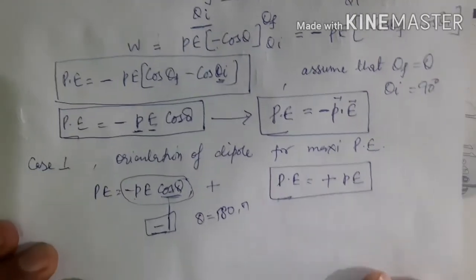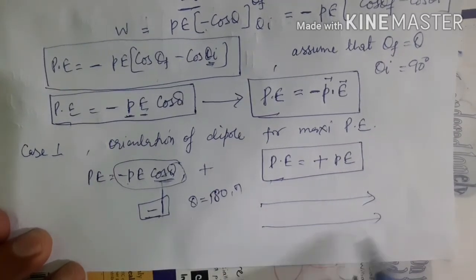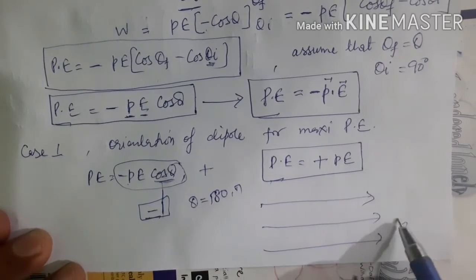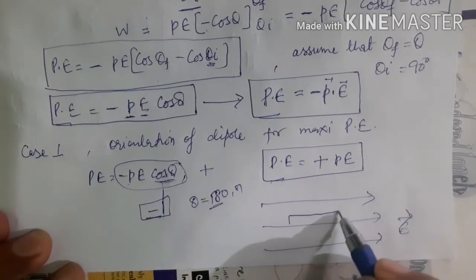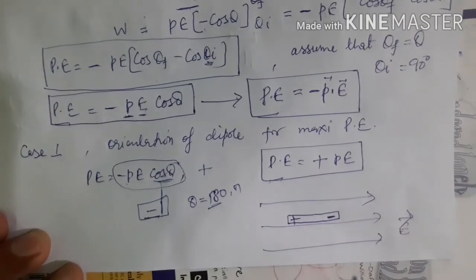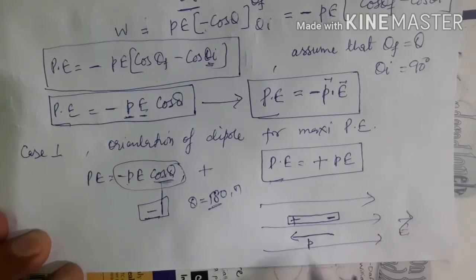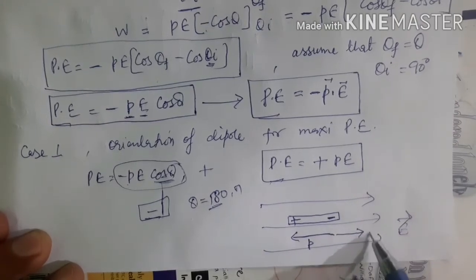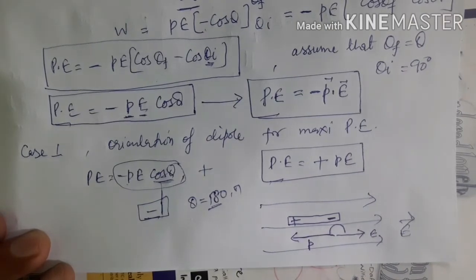If I draw a diagram, what should be the orientation of a dipole in a uniform electric field? This is your direction of electric field. The angle is 180 degrees. So this means negative is on this side, positive is on this side. The dipole moment direction is from negative to positive, that is along this direction, and the electric field is along this direction. So what is the angle? 180 degrees. So this is your orientation of a dipole in a uniform electric field when potential energy is maximum.